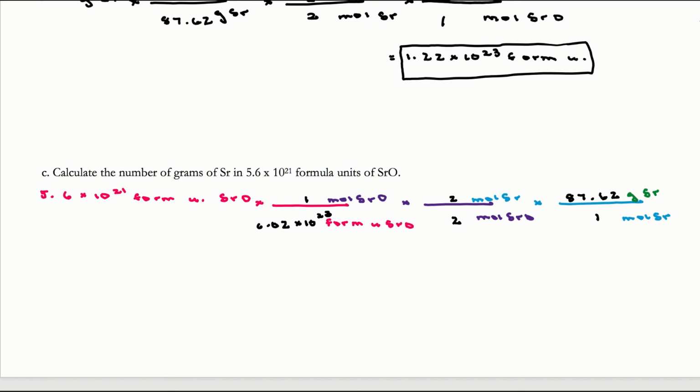And I get, unrounded, 0.815 grams. Keep in mind, I want to have 2 sig figs because everything else has more sig figs than that. Okay, so this is actually going to round to 0.82 grams. And that is it.